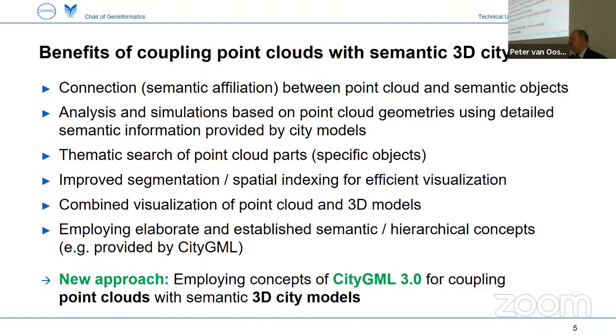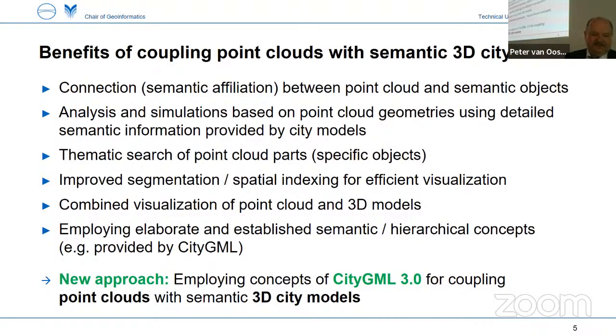So all this thematic information can now be used in conjunction with the point cloud. You can also do a thematic search of point cloud parts, so just select all the points belonging to the west wall of that building. That would be something that is interesting. And of course, improved segmentation and spatial indexing for efficient visualization could be done.